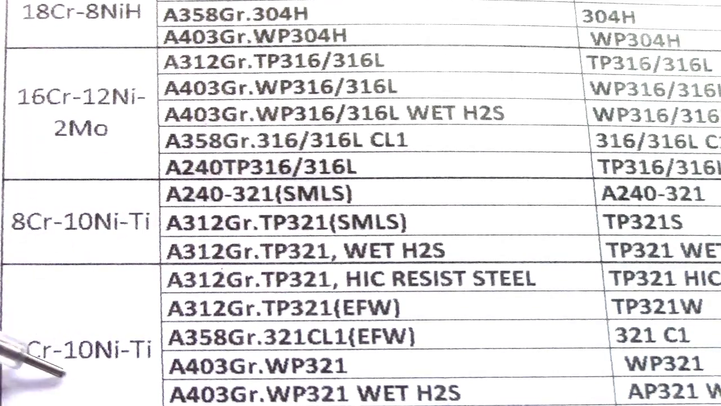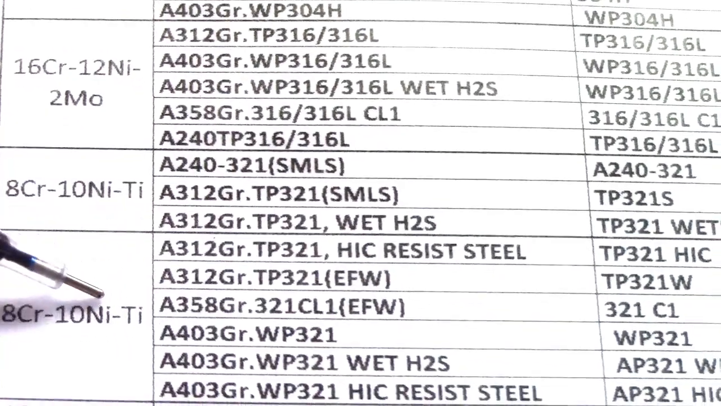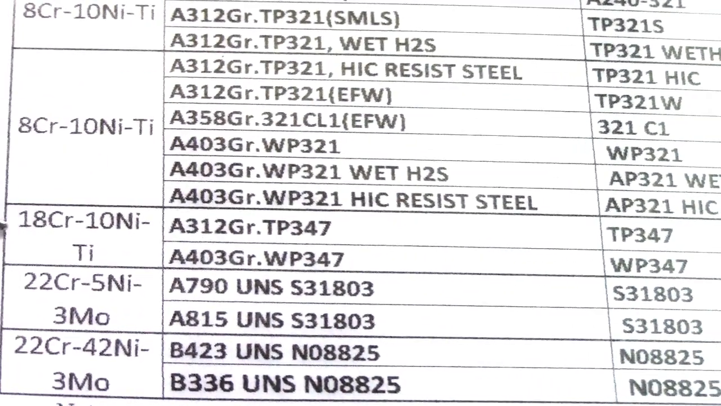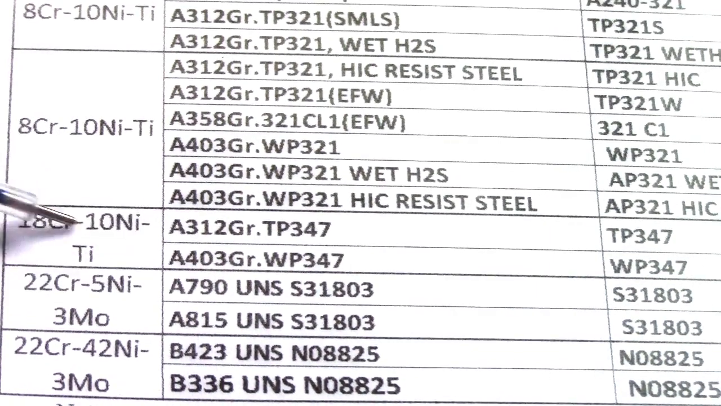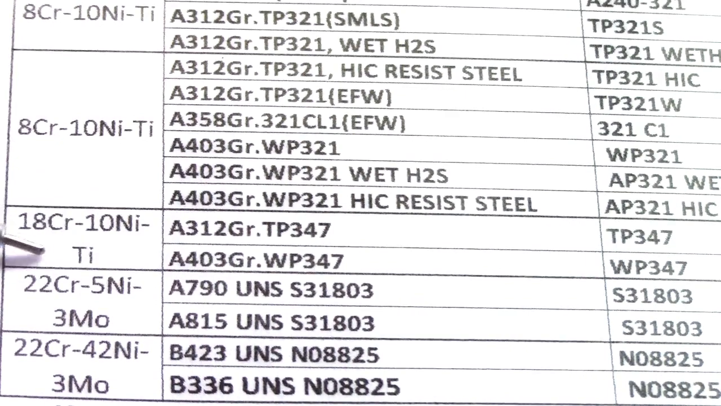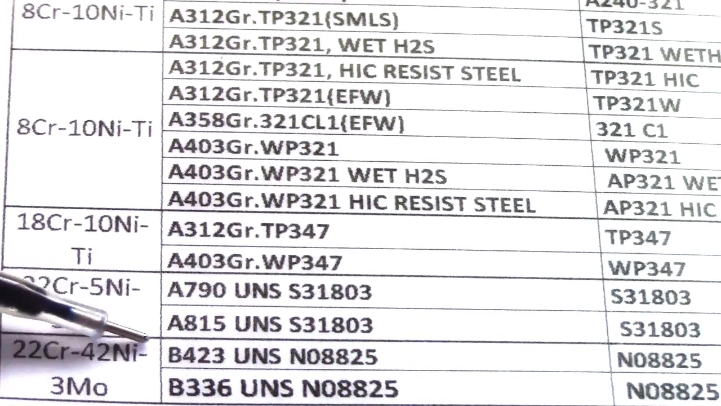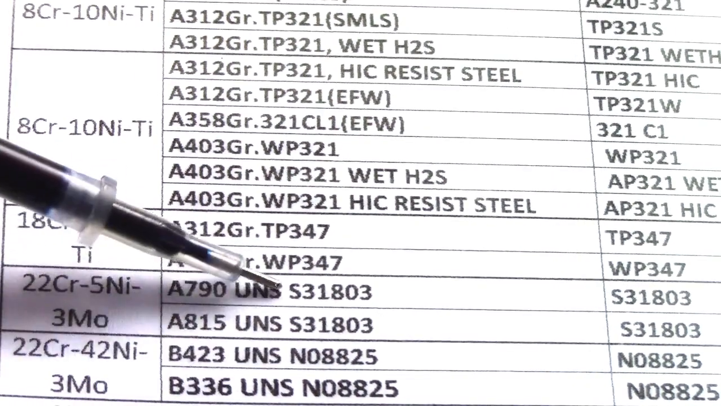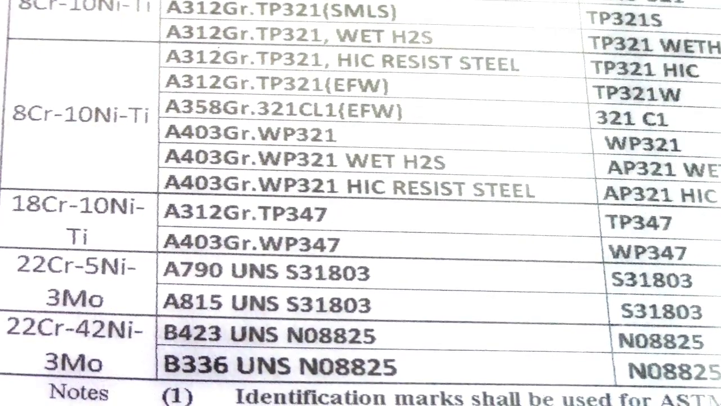Next is HCR. This is the same, and this is the specification. Okay, and 18 CR 10 Ni. Also this is the specification for these materials. 22 CR 5 Ni, 3 MO, and this is the specification for these materials, UNS. Okay, so please take note of all these guys.